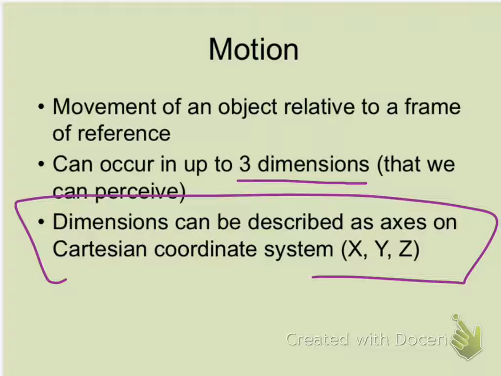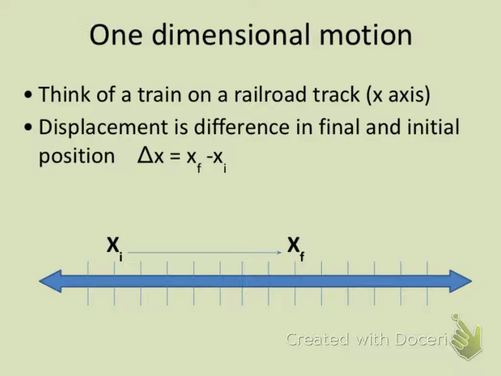Those are usually actually modeled on computers because doing the calculations for 3 axes of motion at a time by hand would make your head blow up. So we're only going to do 1 axis at a time here, and once you're really good at that, we're going to throw a 2nd axis into the mix. With 1-dimensional motion, we're going to start off talking about the x-axis.